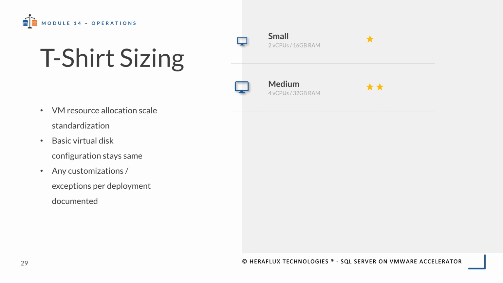The virtual disk configuration all starts with a predefined number of virtual disks and drive letters. A medium deployment has the same disk configuration, but with 4 CPUs and 32 gigs of RAM. The large is 8 and 64, extra large is 16 and 128, and so on.